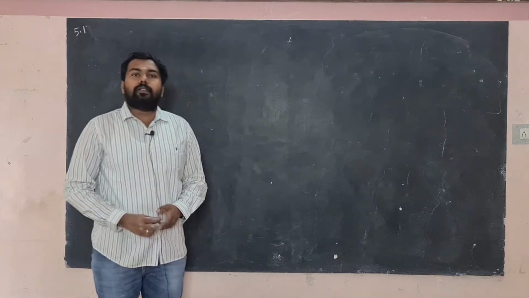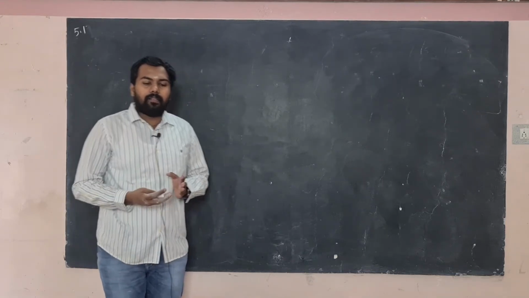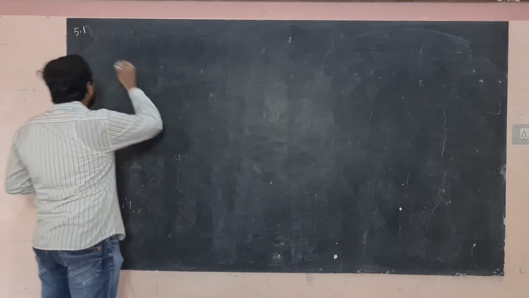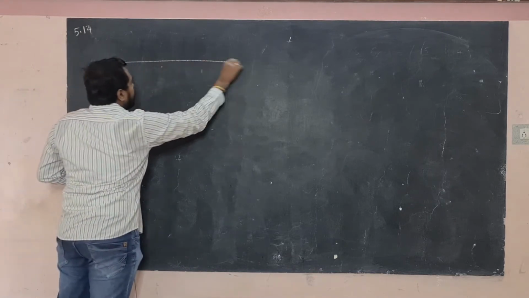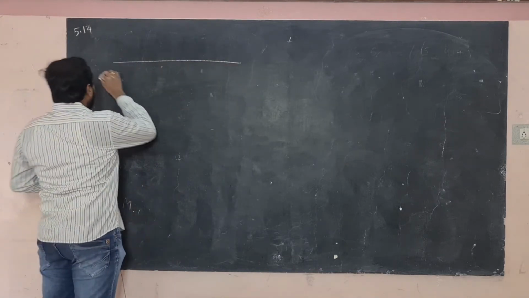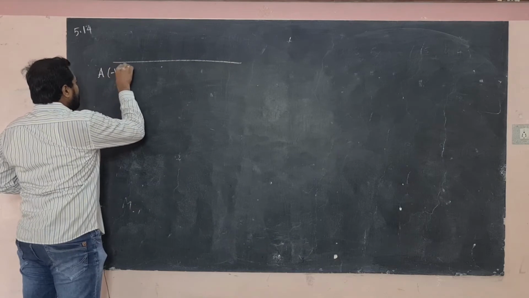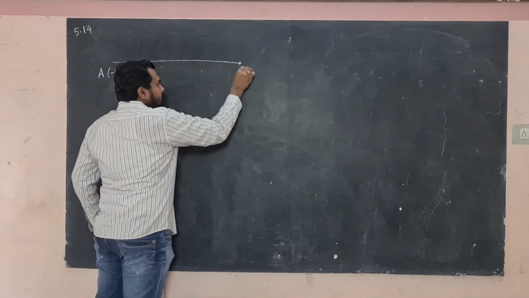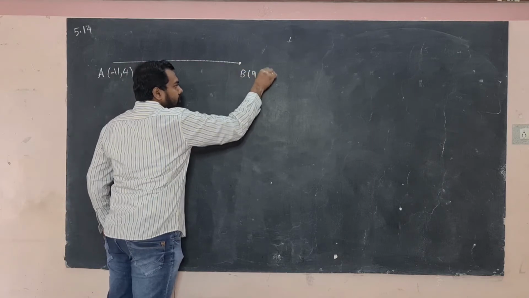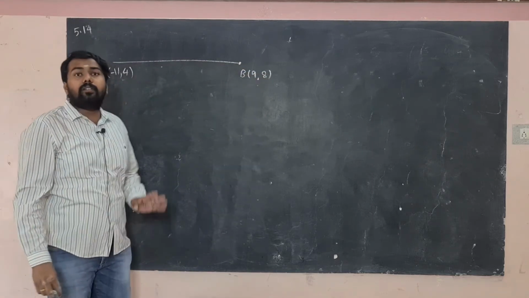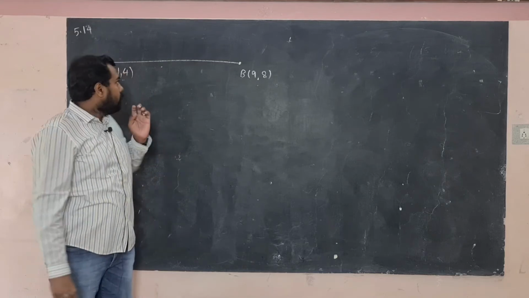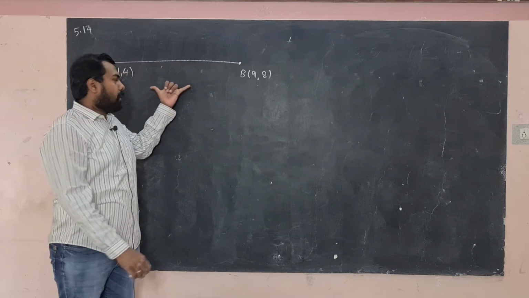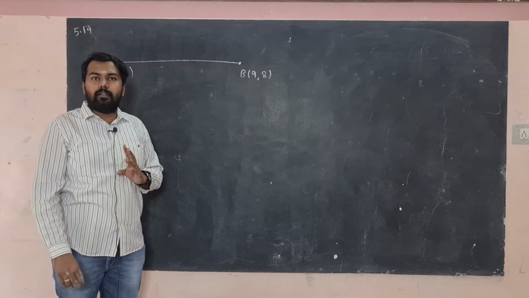Okay. So example 5.14. What they have given is, find the points which divide the line segment. So ஒரு line segment இருக்கு. Line segment like this, where A is minus 11 comma 4, and B is 9 comma 8, into 4 equal parts ன்னு சொல்லிட்டாங்க. Find the points which divide these two points into 4 equal parts.